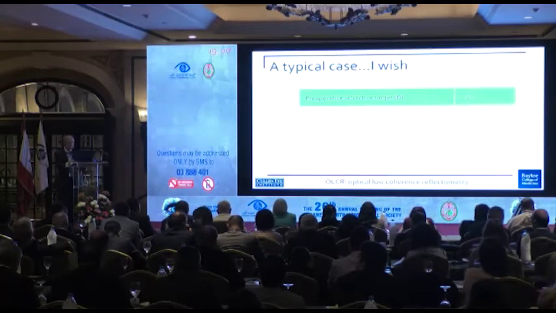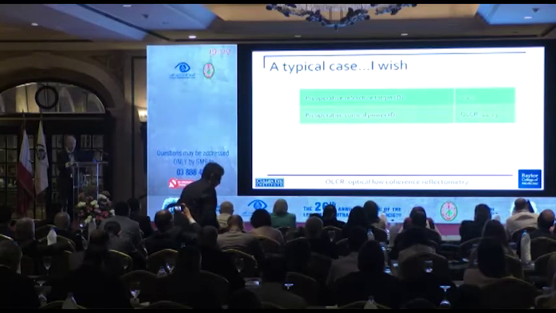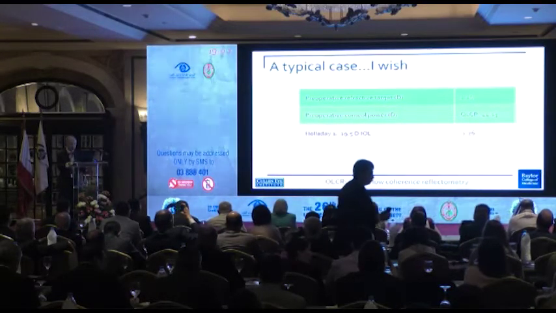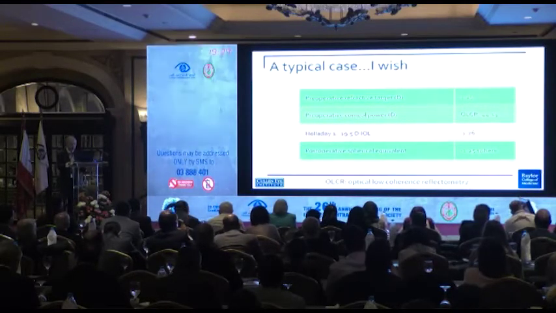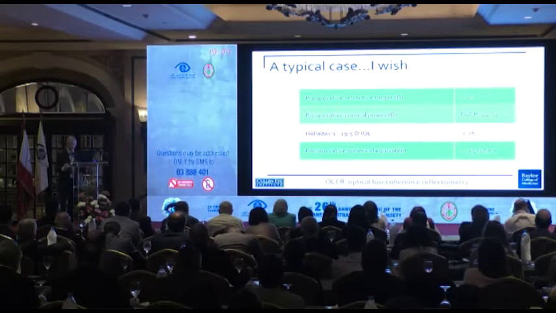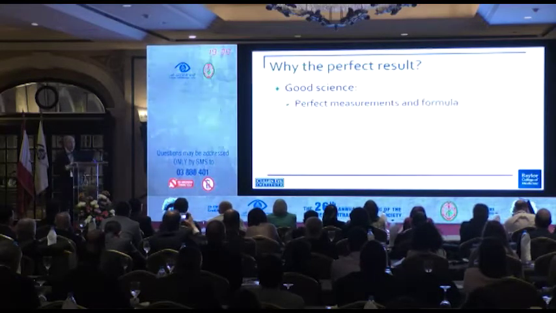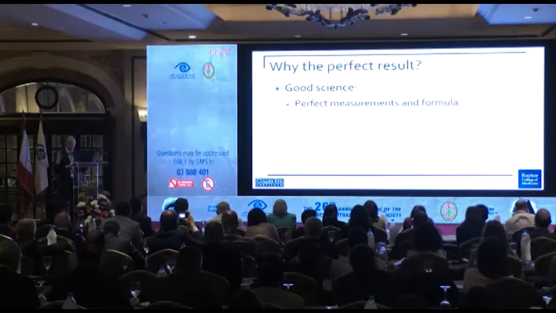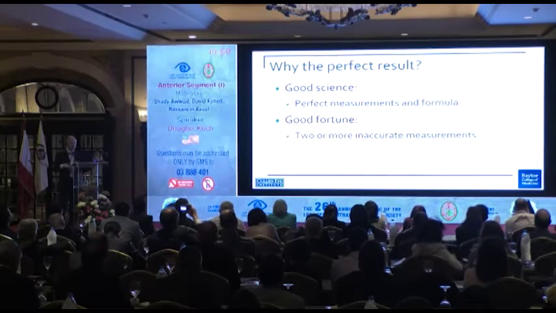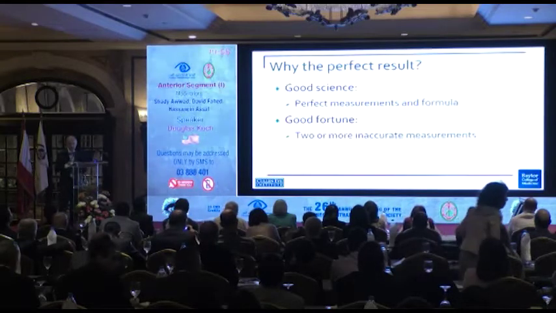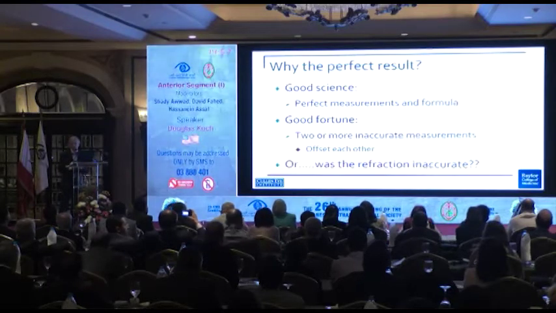This is a typical case, I wish. This patient had a target of -1.25. You can see the corneal power readings, the Holladay 1 predicted -1.26, and the patient ended up -1.25. Typical, that's what we all get, right? Within a hundredth of a diopter. Well, the perfect result could be the fact that this patient had perfect measurements and a perfect formula. It could also be due to the fact that the measurement had an error in one direction, the formula had an error in the other direction, and they compensated for each other. Or it could be that the refraction was not accurate.